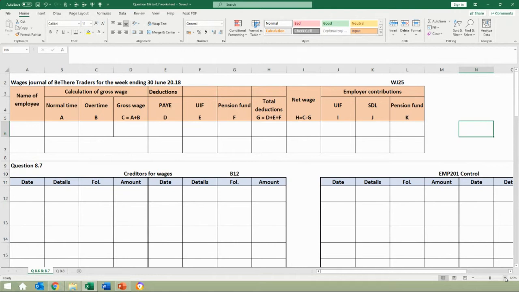You can just type in the information. Okay, so S Cruz, that's correct. Based on question 1, what was Miss Cruz's normal time that she worked during that week?